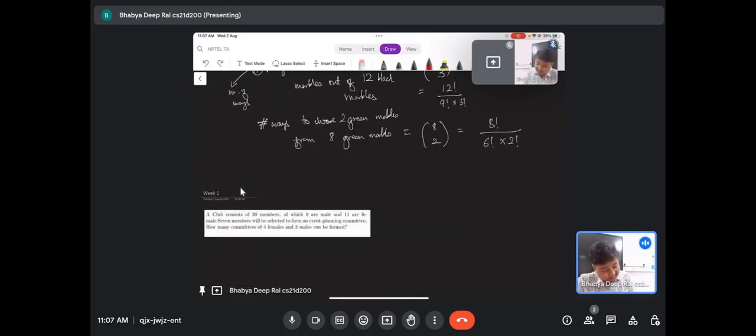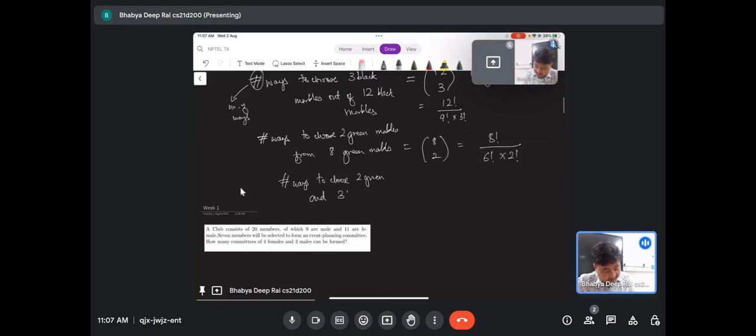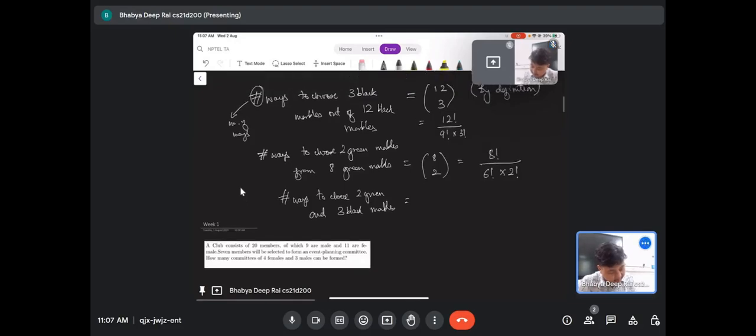So the number of ways to choose 2 green and how many black? 3 black marbles is nothing but 12 choose 3 times 8 choose 2, which we know to be 12 factorial by 9 factorial times 3 factorial, times 8 factorial by 6 factorial times 2 factorial.